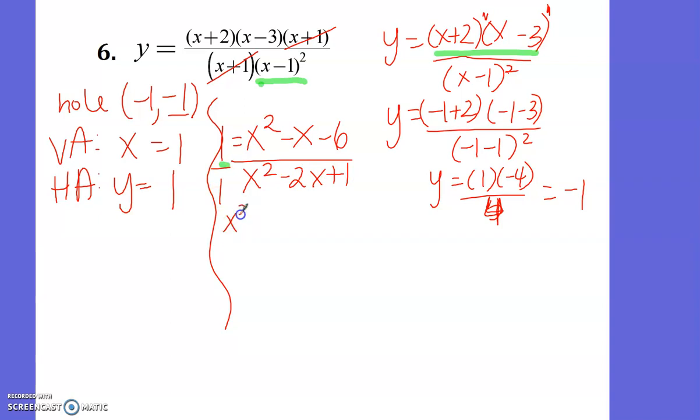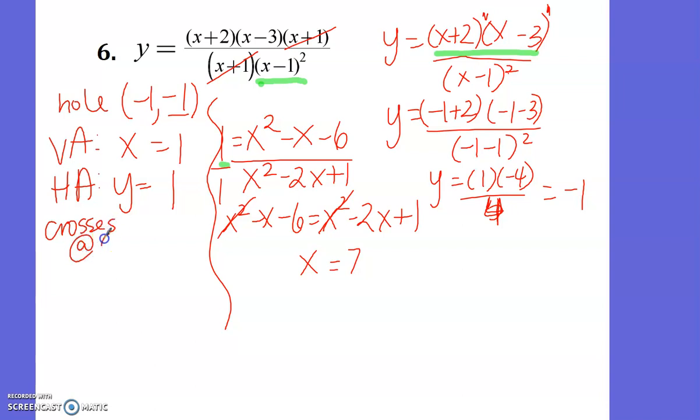When I cross multiply, this is what I get. The x squareds cancel out. I end up getting 7 equals x. So we did get an x value. So this crosses at 7, 1. 7 is my x value. My y value is 1.